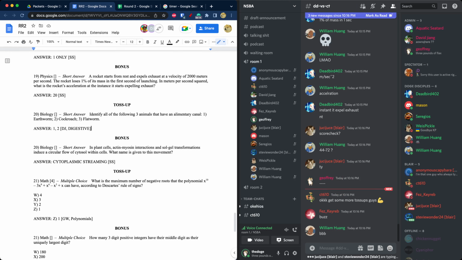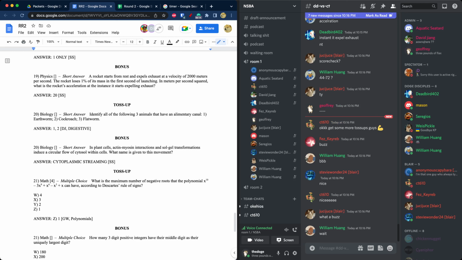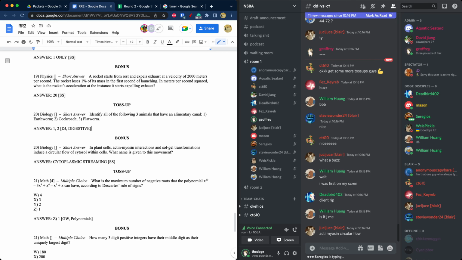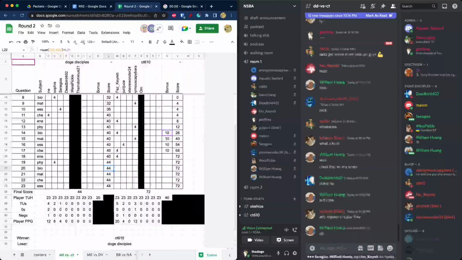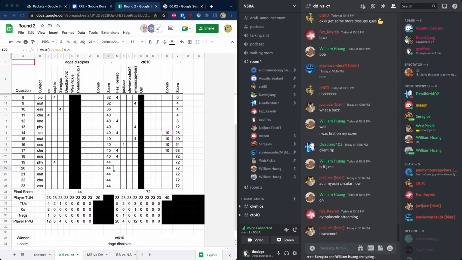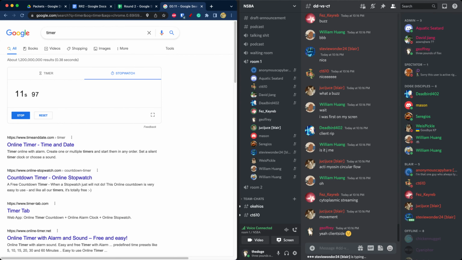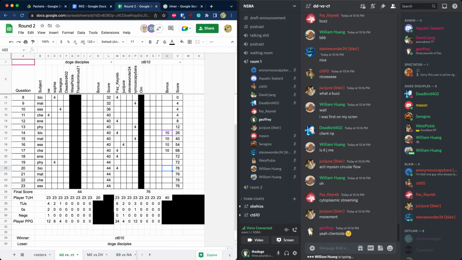Bonus biology short answer. In plant cells, actin-myosin interactions and sol-gel transformations induce a circular flow of cytosol within cells. What name is given to this movement? I'm pretty sure it's pumped with the squeezing instead of actual cytoscaling, kind of stuff. Sounds good. 5 seconds. Cytoplasmic streaming final. That's correct.